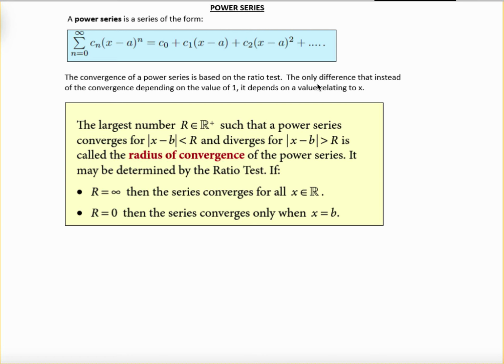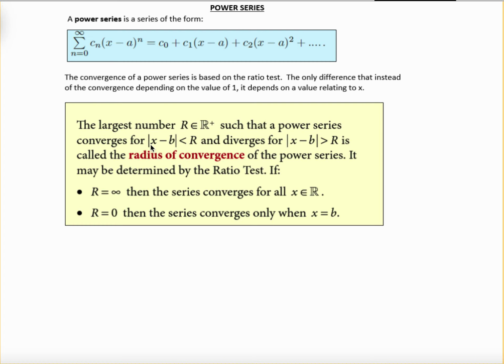Today we are going to talk about the convergence of a power series. Previously, we were working with the ratio test, and with the ratio test, every bit of the convergence depended on the value of 1. In a power series, it's going to depend on the value related to x, so the x value that's in our function. When we have to relate to x, we're going to create an interval of values where our x value is going to determine whether or not we're going to converge.